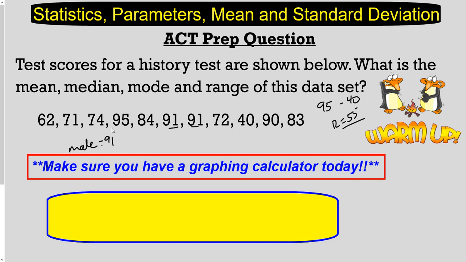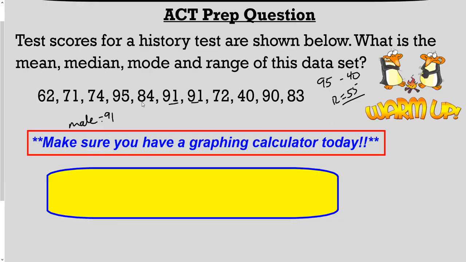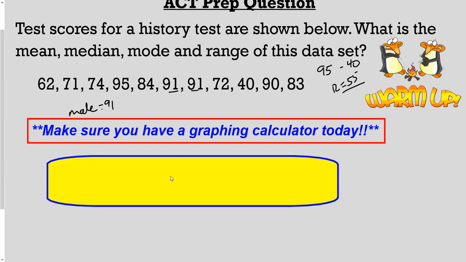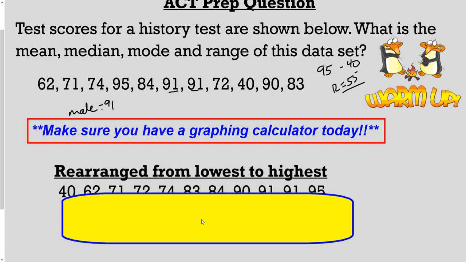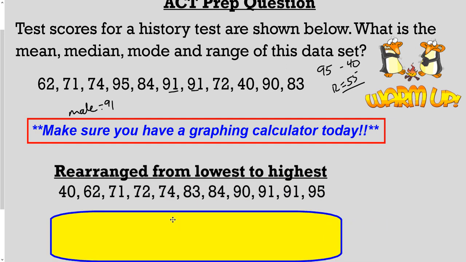The median, if you rank these numbers from lowest to highest, is the middle number. So here they are rearranged from lowest to highest. This is also helpful if you're doing the range. There are 1, 2, 3, 4, 5, 6, 7, 8, 9, 10, 11 numbers. So if there's 11 numbers, there are 5 on each side of the middle number. So 1, 2, 3, 4, 5, 6 would be our middle number. So the median is 83.